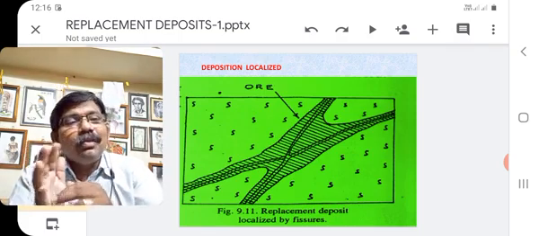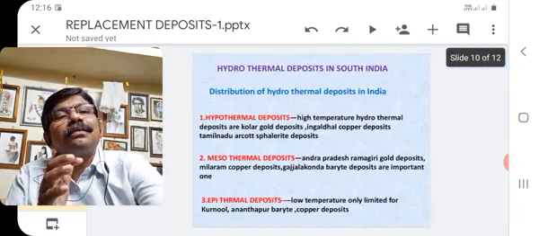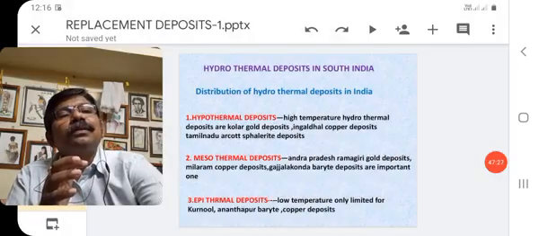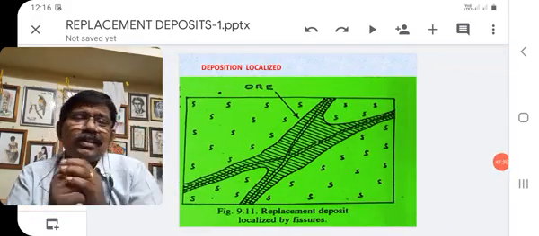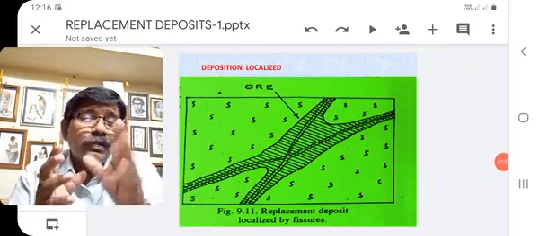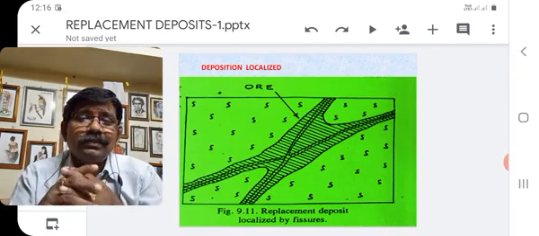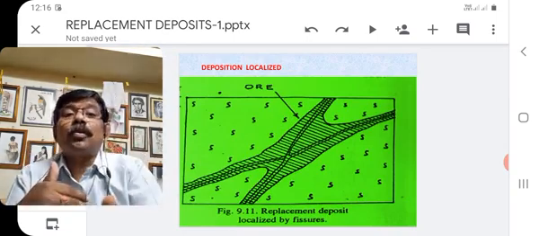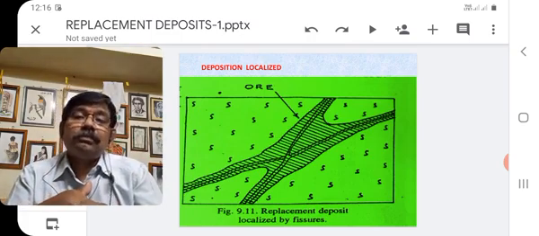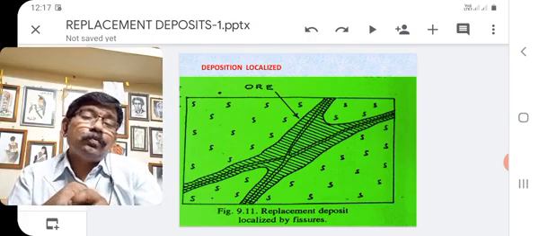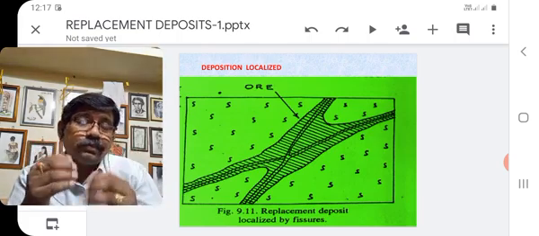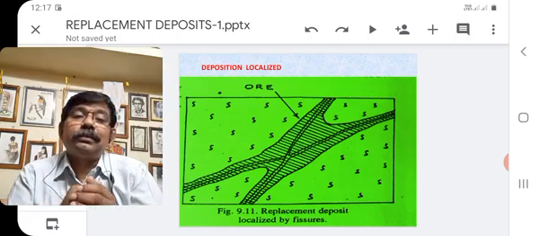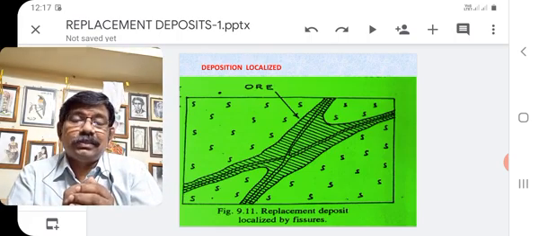Then we have to discuss some of the host rocks before we go to this slide. Host rocks, what are they? Most probably, as I told you, limestones and dolomites, right? Sometimes they also change the rock properties. Then what about the structural features? Those are also changed by these high temperature replacement deposits.